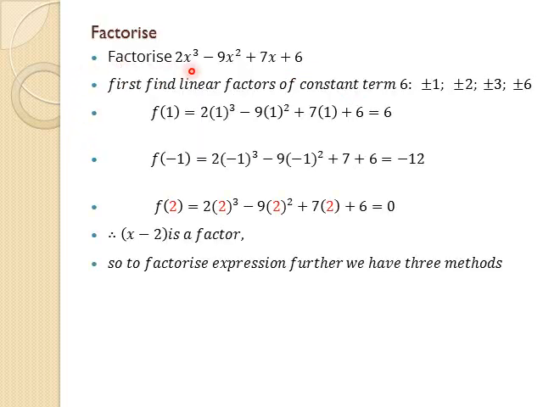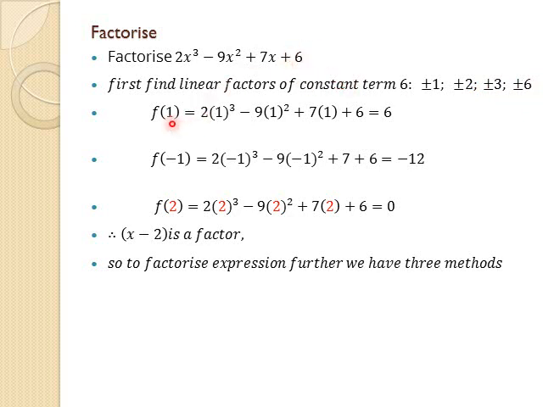Right, so factorize 2x cubed minus 9x squared plus 7x plus 6. As you can see, it's x cubed, so we're factorizing a cubic expression. Now my linear factors of 6: divided by 1, 6 can divide in 2 with no remainder, into 3 and into 6. For linear factors, we just take plus or minus 1, 2, 3, 6, etc. The values that divide in there without remainder.